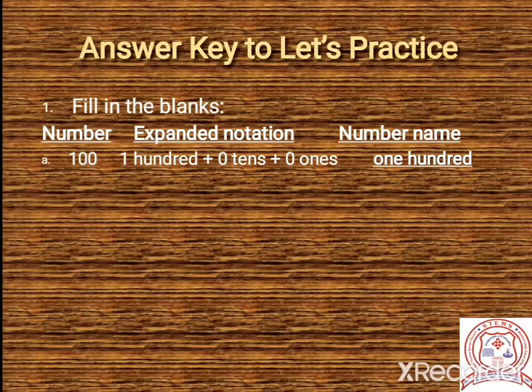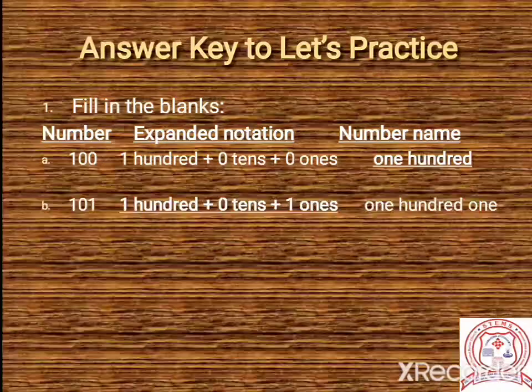As 1 is in hundreds place, 0 is in tens place, and again another 0 is in ones place. So it will be written as 100 plus 0 tens plus 0 ones. And the number name for the given number will be 100.